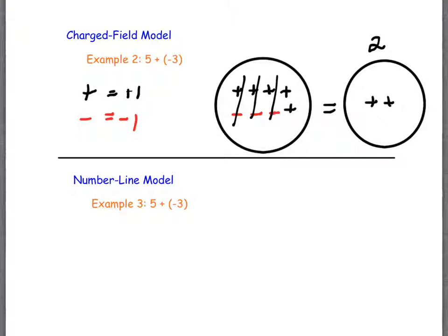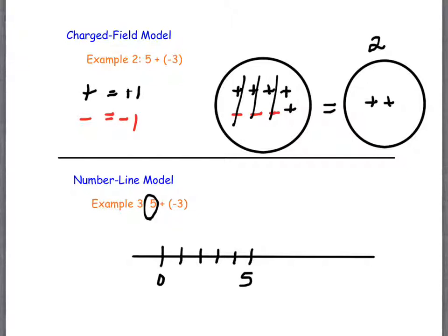You've seen this one talked about before as well. So what you're going to do is draw a number line. And it starts at 0. And it's going to go forward 5. Why 5? Because 5 is where we start. Wherever the first number is, that's where you're going to start.